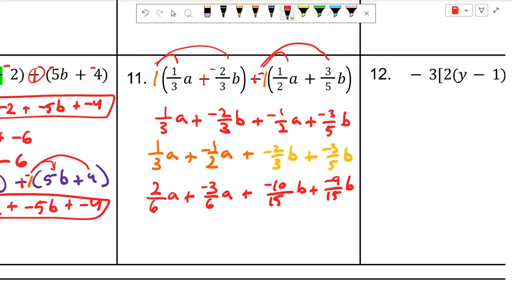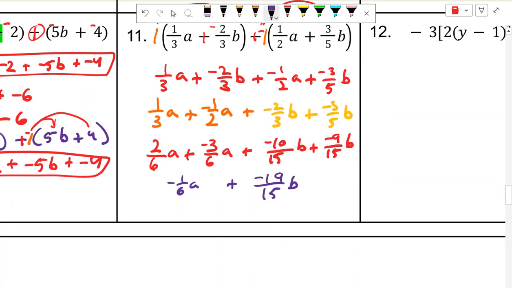Now I can add my like terms together. For starters, the a terms, 2 sixths a plus negative 3 sixths a is negative 1 sixth a. Plus, we'll do our b's now. They're negatives plus negatives, so I'm going to have more. That's going to be negative 19 fifteenths b. And now this one's improper, but this one is proper, and we just leave them because they're both in lowest terms. Now, we can write it cleaner though, because we're adding a negative down here. So we're going to write it as negative 1 sixth a minus 19 fifteenths b.